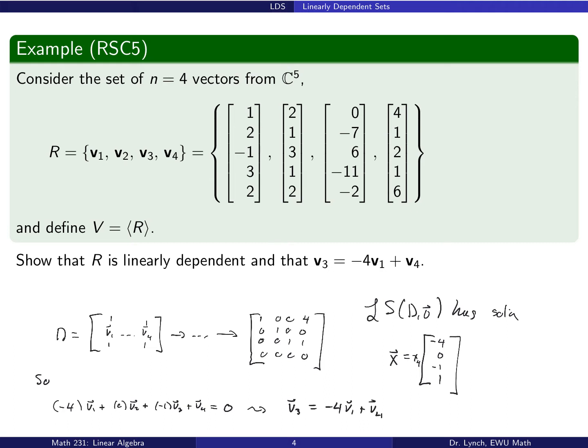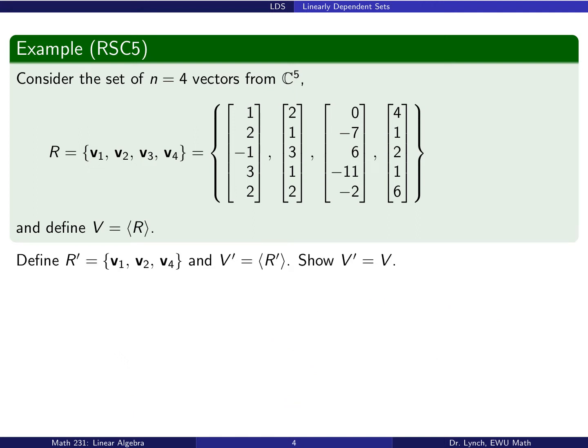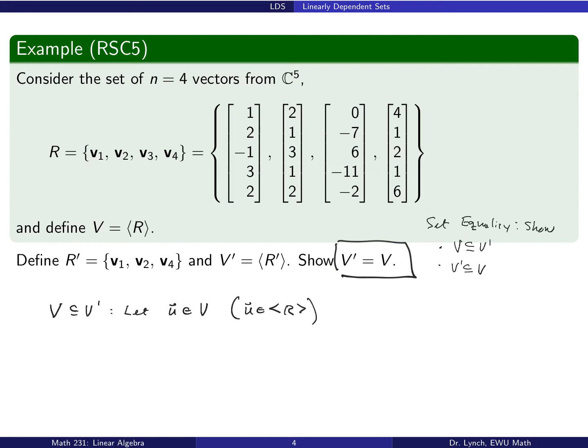Now we're going to do something interesting here. We're going to instead define a new set. That set R prime is going to be the set of vectors v1, v2, v4. What we'll do here is show that the span of R prime is the same as the span of R. I want to point out that what we're showing here is an example of set equality. The way we'll do that is in two steps, by first showing that V is a subset of V prime, and then by showing that V prime is a subset of V. So we'll start by showing that V is a subset of V prime.